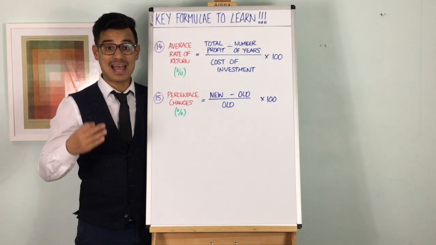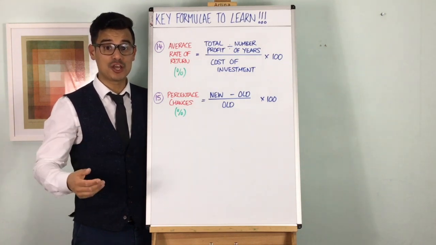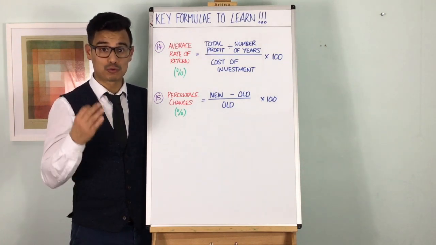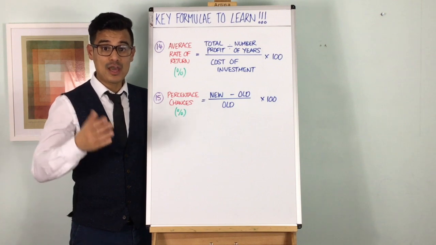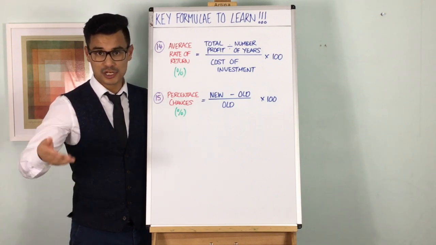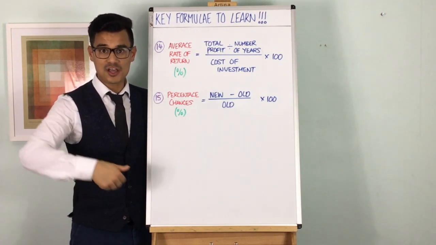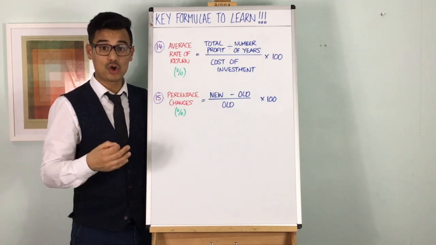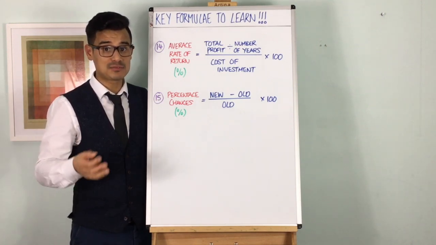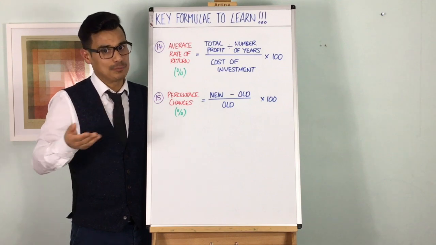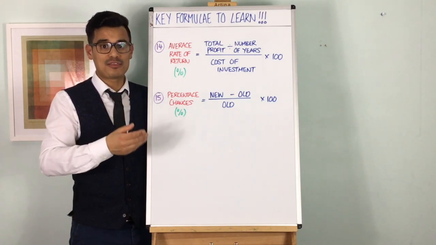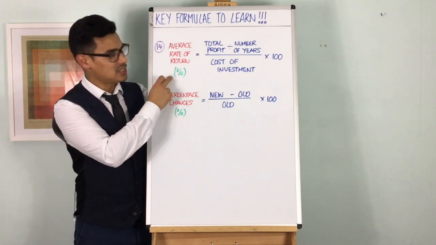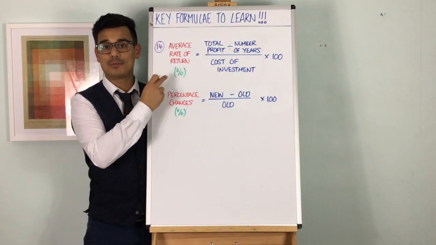And number 14, ARR, the average rate of return. That's going to be the total profit divided by the number of years that the project lasts for, and work that out first, then divide all of that by the cost of the investment. The cost of the investment might be the cost of the capital, or it could be the cost of the machinery. Then once you've done that, times it by 100 because it's measured as a percentage. ARR will be a percentage.